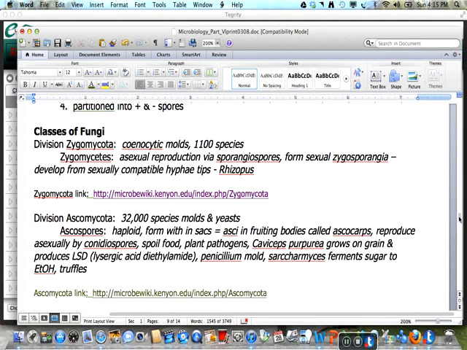The division Ascomycota contain 32,000 species of molds and yeasts. The ascospores are haploid and form in sacs called asci. The asci are in fruiting bodies called ascocarps and reproduce asexually by conidiospores. They will spoil food and act as a plant pathogen. The Claviceps purpurea grow on grain and produce LSD, lysergic acid diethylamide. Penicillium mold and truffles are additional examples. The Saccharomyces ferments sugar to ethanol.